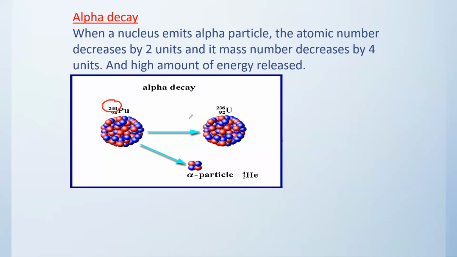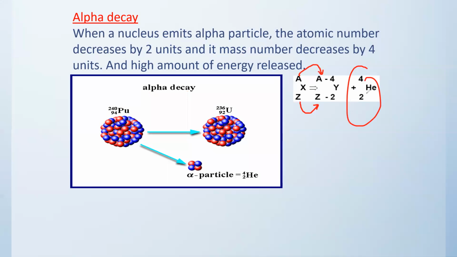Plutonium, it is 240, so it will become 236. And what happened to the atomic number? It was 94, so it will become 92. Because the atomic number changes, the proton number changes, so the whole element will also change. So in the general equation, the nucleon number always decreases by 4 and the proton number, or atomic number, decreases by 2.